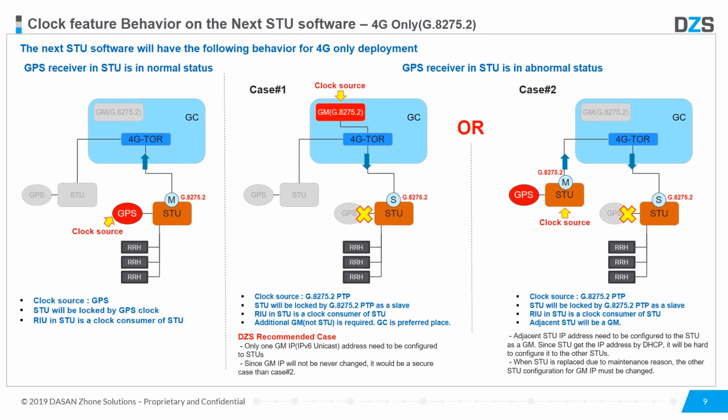Number 9. This is the clock operation when using telecom profile G.8275.2 for 4G network in STU software in the future. In the figure on the left, when the satellite signal is received by the GPS connected to the STU is normal, the clock is provided with 4G TOR, and the clock is provided to the RIU in the STU.